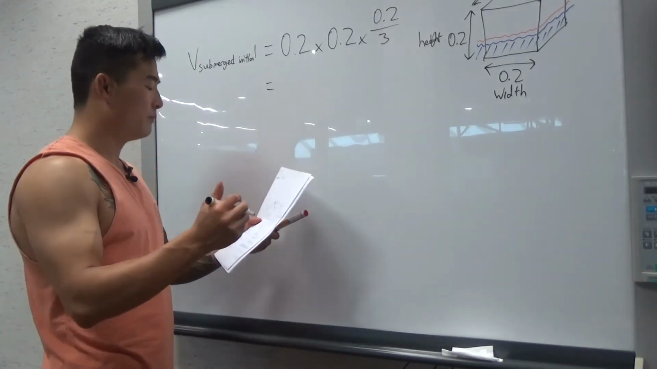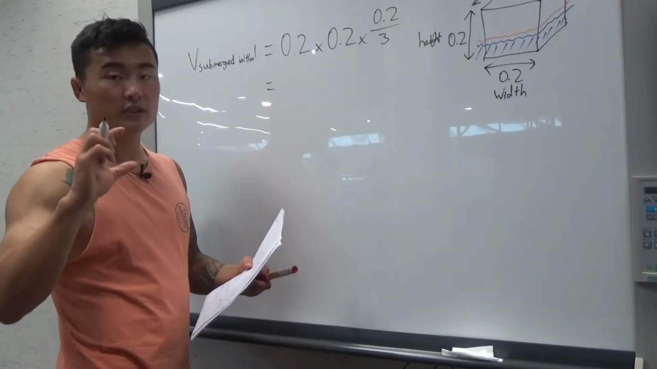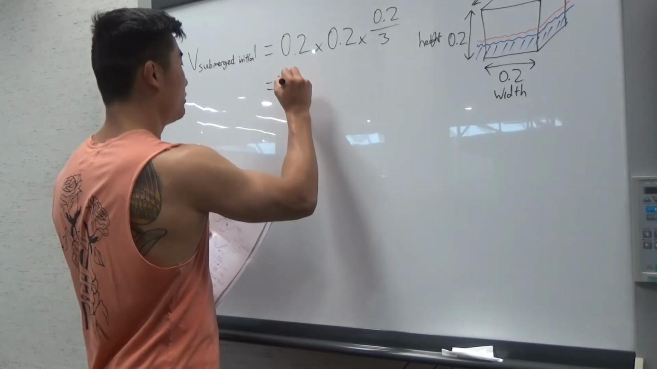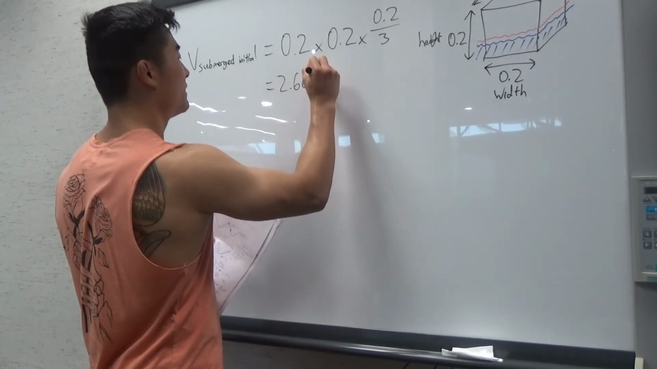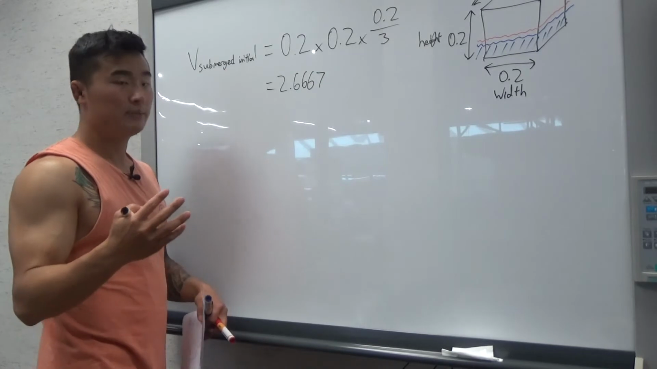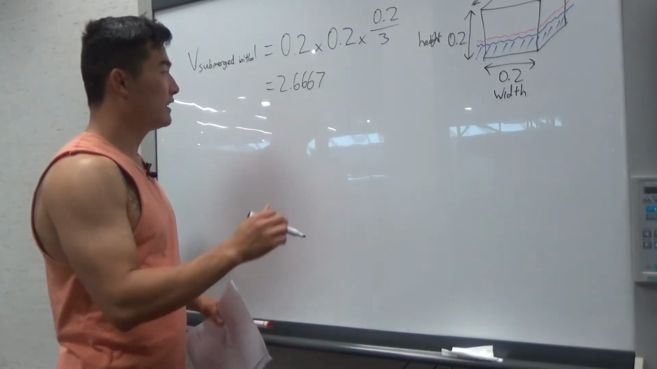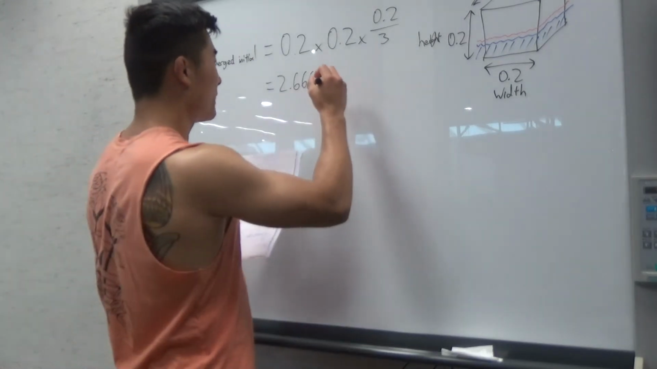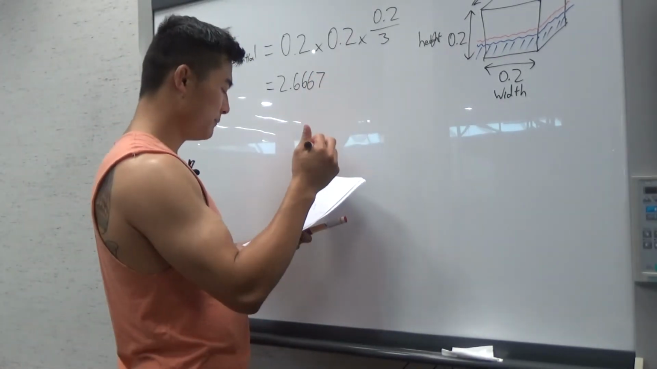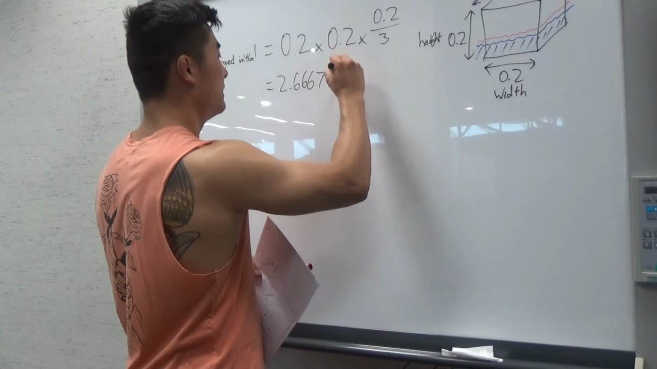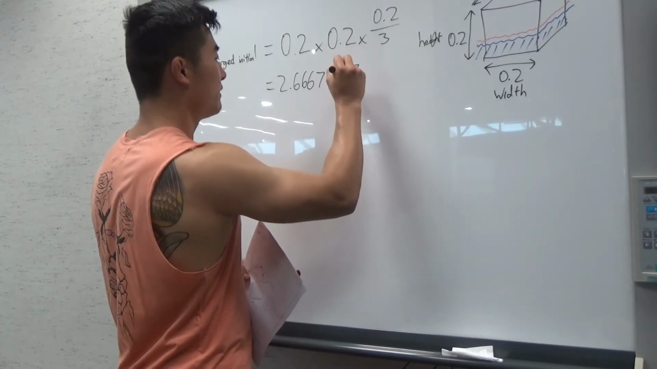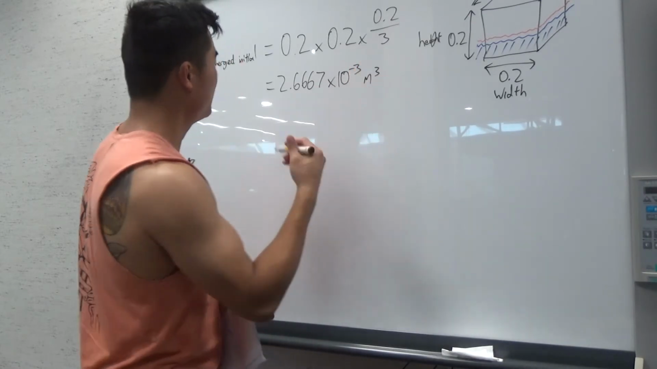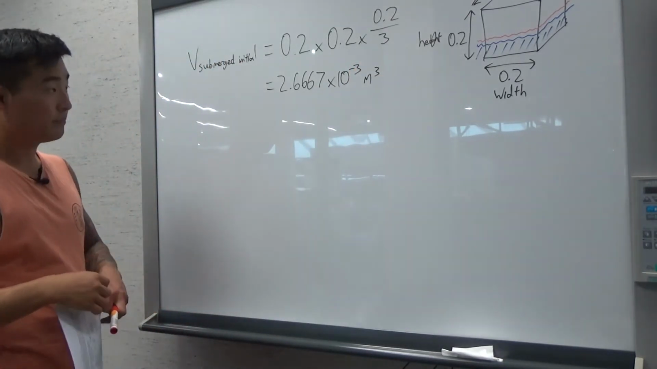0.00266666. But we can also write that as, because it's 0.00, so there's 3 zeros, 2.6667. So we want to keep as many significant figures as you can. I think if we have 5 significant figures, that's usually enough, just so we don't get rounding errors. So times 10 to the negative 3. Remember there's 3 zeros. Okay, meters cubed. So that's our initial volume that's submerged.